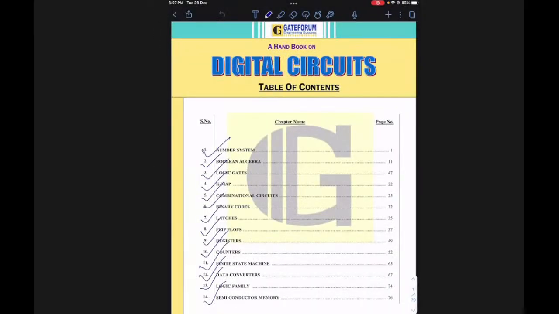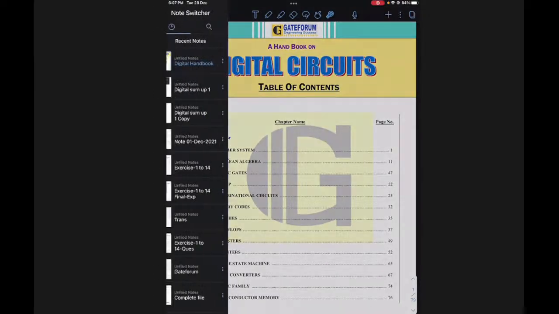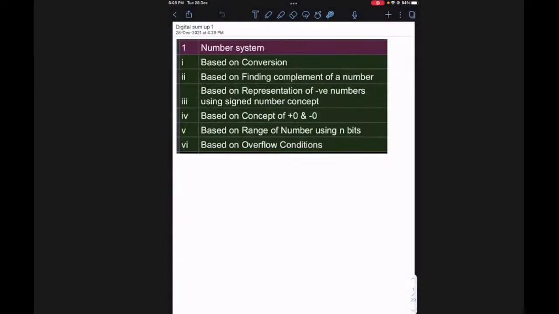In this one, the first topic is number system. This is what we are going to see first. Then Boolean algebra. Let us try to complete these two topics today, and if possible, we'll see the third one, logic gates, as well. I will not make this session so lengthy. It should be around 1 hour to 1 hour 15 minutes at max, but it should be an intensive session. That's all.